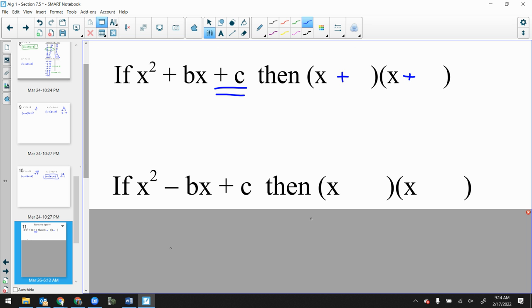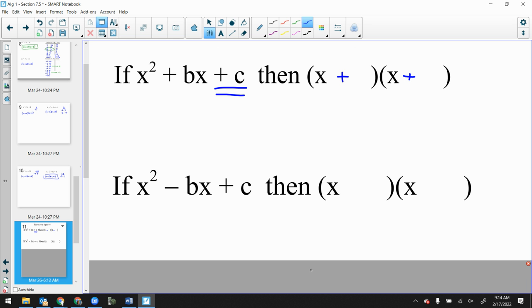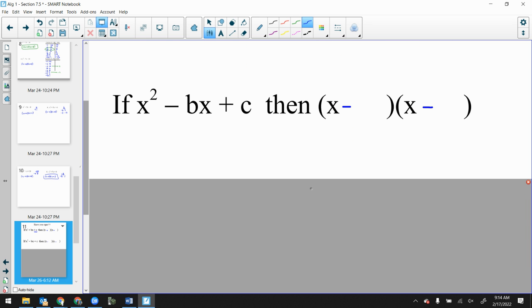If you multiply to get to a positive but add to get to a negative, this is the one that's a little tricky. If you multiply to get to a positive and add to get to a negative, both of these are going to be negative. Okay? Because a negative times a negative is a positive. A negative plus a negative is a negative. Negative times a negative is a positive. Negative plus a negative is still a negative.